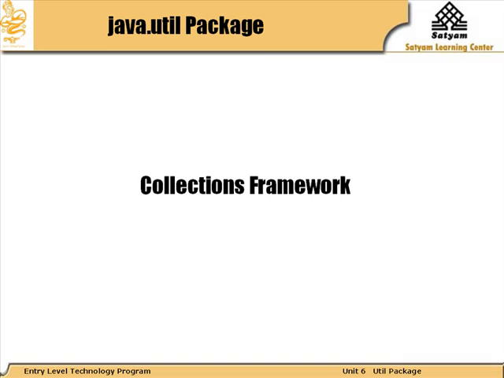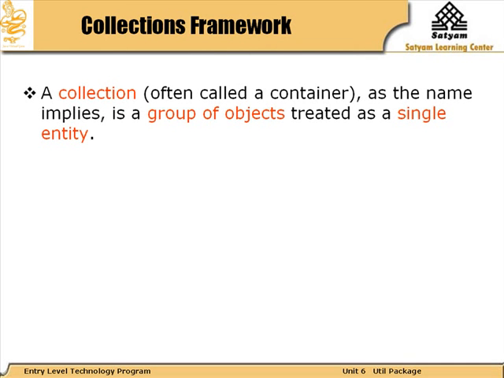Now let's begin with the collection framework. A Java collection is a collection of objects. The Java collection framework is also called as a Java data structure. The framework includes stacks, queues, linked lists, maps, and so on. A collection, as the name implies, is a group of objects treated as a single entity.